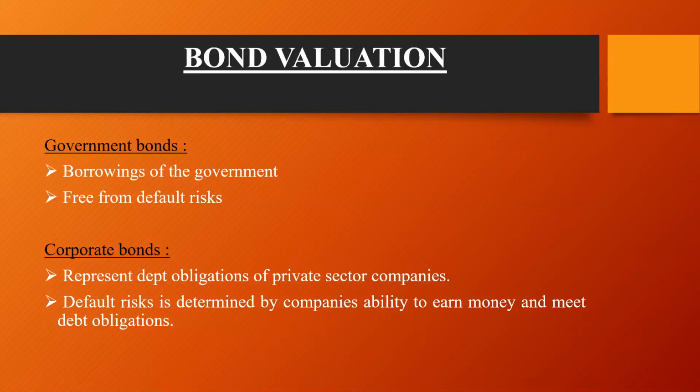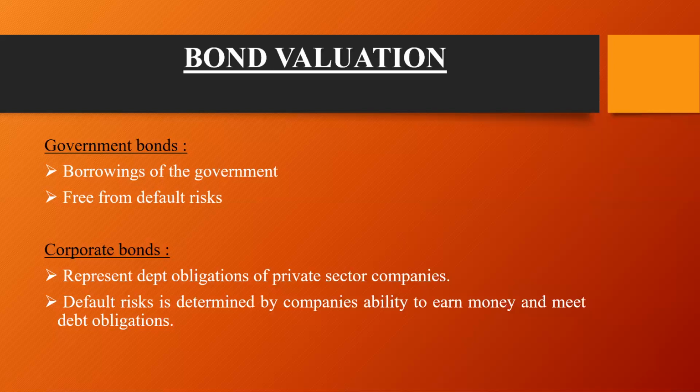So bonds can be mainly classified into two, government bonds and corporate bonds. The borrowings of the government is known as government bonds, and these are free from default risk. These are zero risk bearing securities because the bonds carry a promise from the government that the amount borrowed will be returned back to the investor. Since it carries the promise of the government, it is free of default risk. There is no chance of default in payment or there is no chance of bad debts. So these bonds are risk-free bonds.